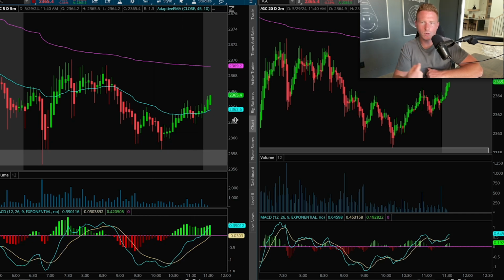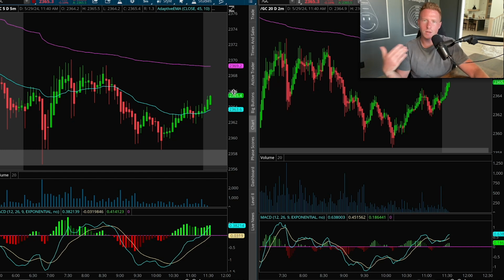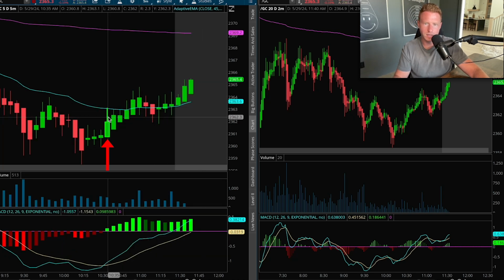Again, these are a bit more risky to trade just because, usually when there's a 5-minute MACD cross, you're going against the trend, which I don't like to do. But again, when I'm going against the trend, it's usually a quick scalp. I'm not trying to make a lot of money from it or anything like that. So basically, I just got in after this candle right here.